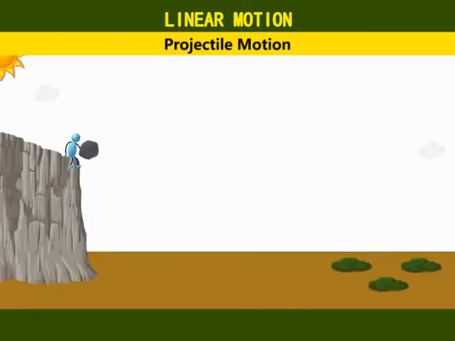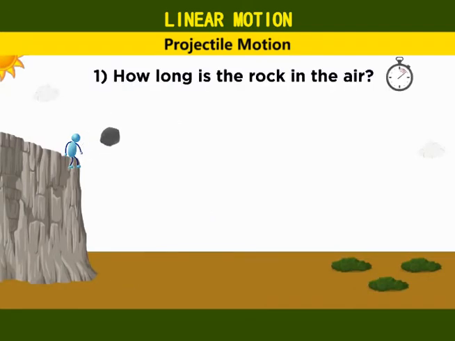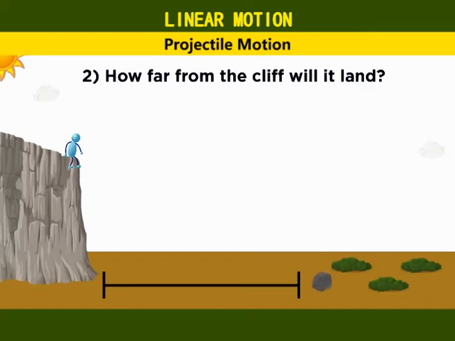For example, let us throw a rock at an upward angle of 30 degrees off the horizontal from the edge of a 100-meter cliff and with an initial velocity of 8.5 meters per second. How long will it take the rock to strike the ground? And how far away from the foot of the cliff will it hit the ground?